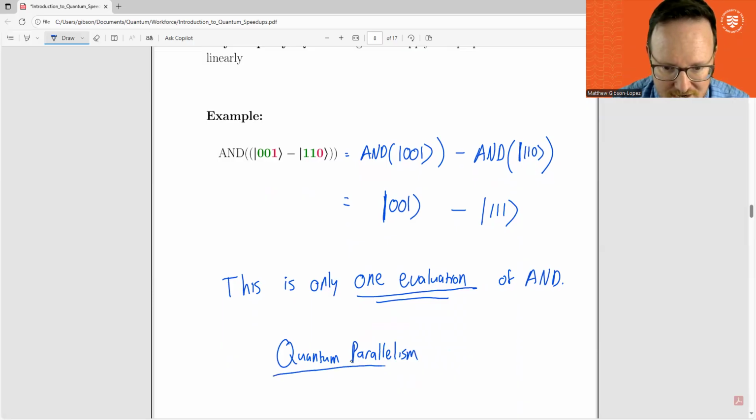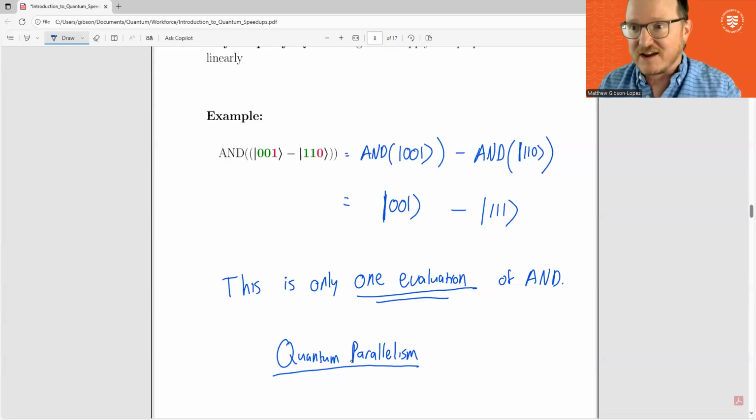And this is a big aspect of how quantum computers have the chance to provide an advantage over classical computers. You can essentially, with one evaluation, prepare your qubits in a state where their state is essentially a combination of all the answers all at once.